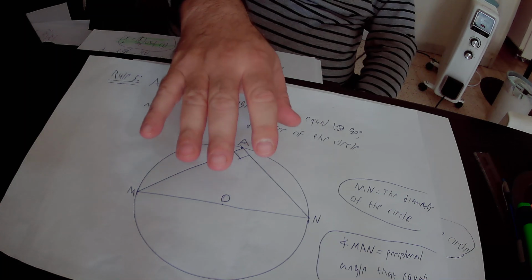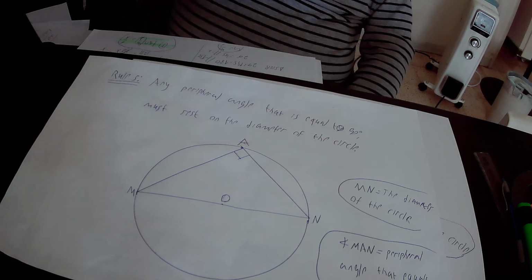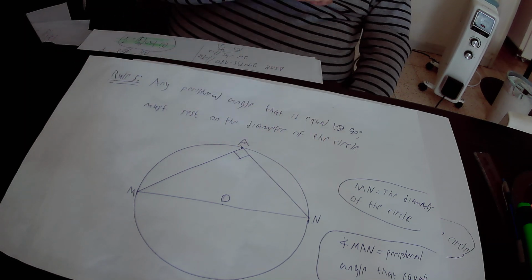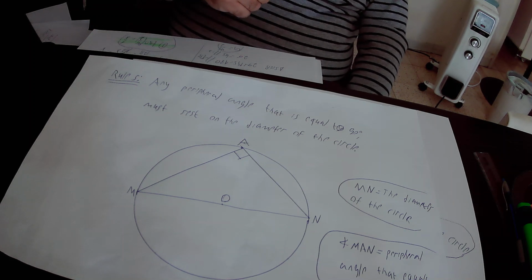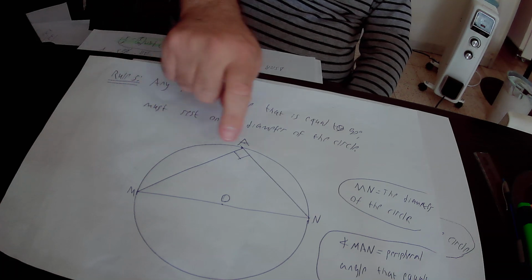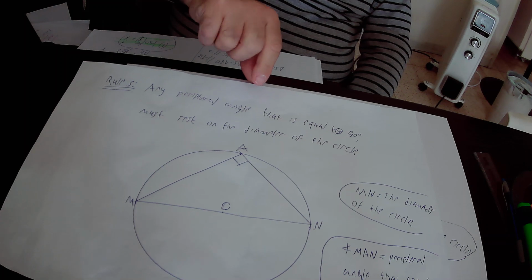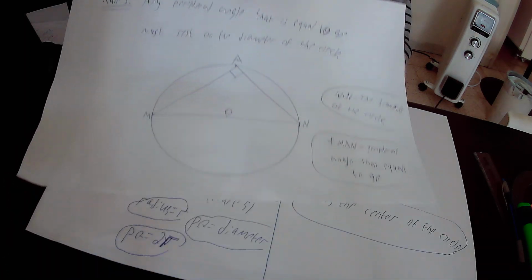So in the drawing we have this circle, inside this circle we have peripheral angle MAN. This peripheral angle MAN equals 90 degrees in its size. Therefore, according to rule number 5, peripheral angle MAN must rest on the diameter of the circle, that is to say, MN is the diameter of the circle. We can implement rule number 5 in our drawing.